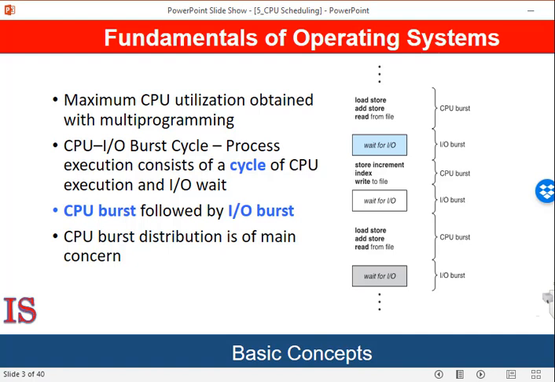Process execution begins with a CPU burst, and that CPU burst is followed by an input-output burst, which is followed by another CPU burst, and then another input-output burst, and so on. Eventually, the final CPU burst ends with a system request, or a system call, to terminate execution, as you see in this figure.